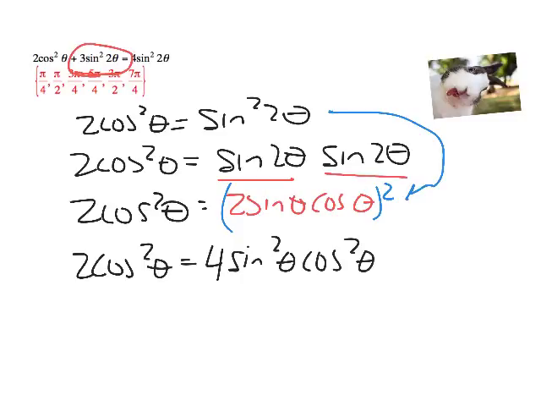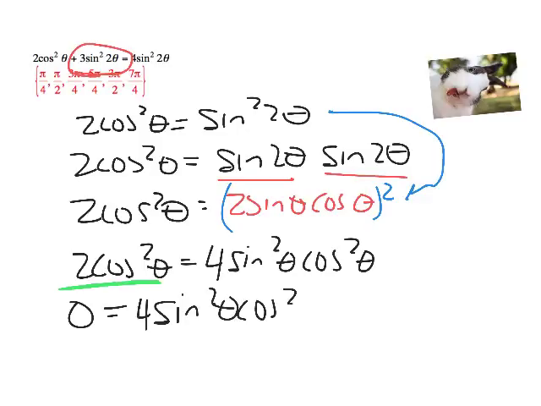You are not allowed, please do not just divide by cosine squared. You are going to take this 2 cosine squared and subtract it from both sides. So you get 0 equals 4 sine squared theta cosine squared theta minus 2 cosine squared theta.